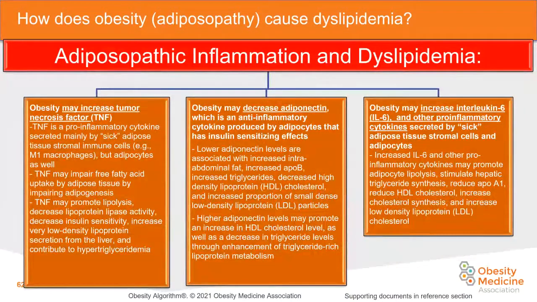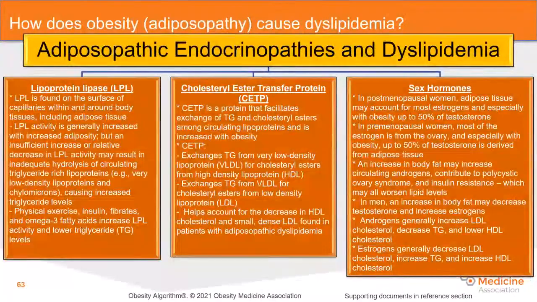So those are the endocrine causes of dyslipidemia in patients with overweight and obesity. But what about the immunological contributions to dyslipidemia? Well, yet again, we've got tumor necrosis factor, decreased adiponectin, interleukin 6. There's that lipoprotein lipase activity that I talked about. CETP, if you don't know the story of CETP, again, just absolutely fascinating. And the story's not over.